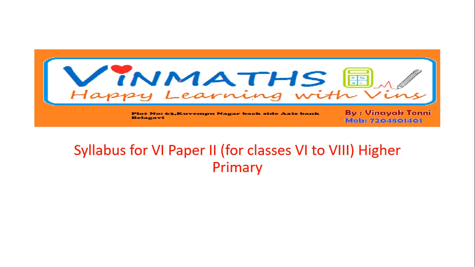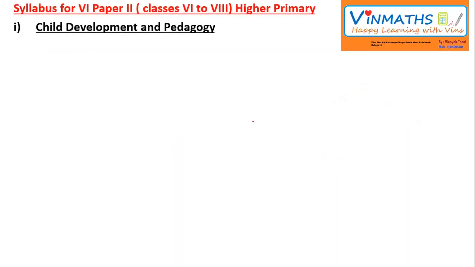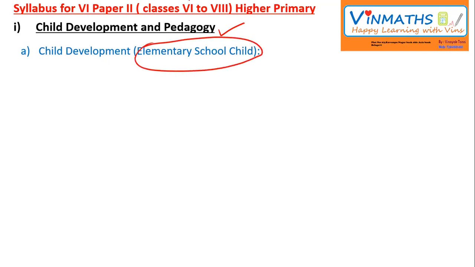In this video, I am going to discuss the syllabus for Paper 2, that is for the classes 6 to 8, higher primary sections. Syllabus and its first section, that is CDP, Child Development and Pedagogy. In this Child Development and Pedagogy, we have to study for the level of elementary school children.